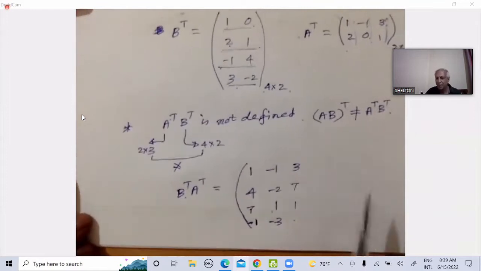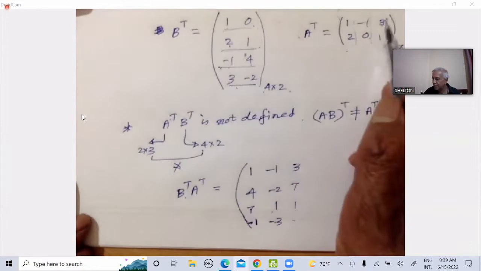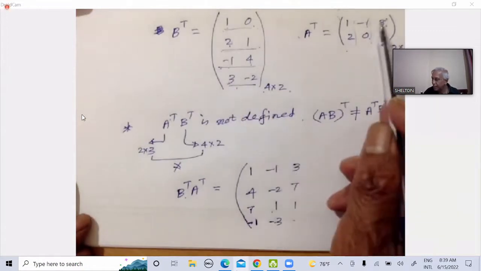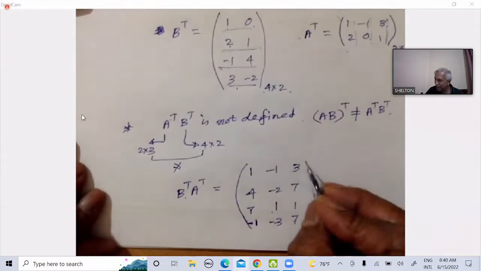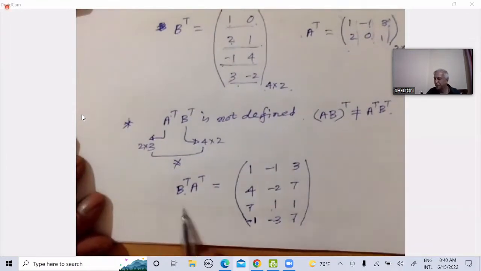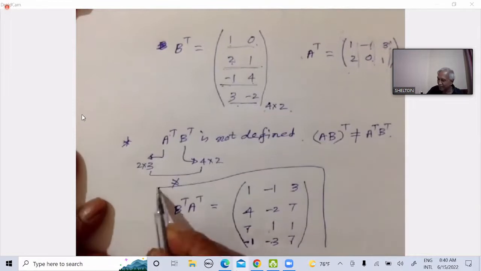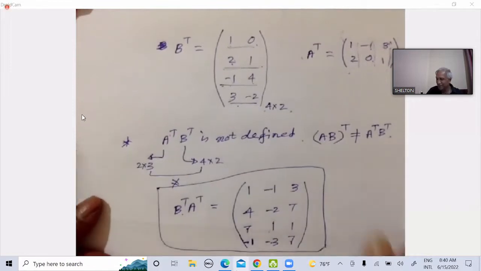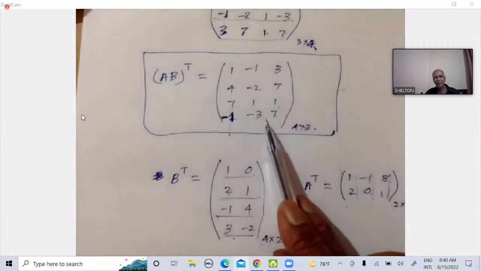Minus 3. What is the last entry? 4th row, third column. 9 minus 2. That is going to be 7. So A transpose is this. I'm just working with numbers. Now that and this are the same.